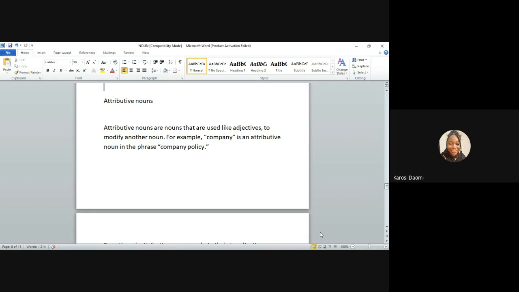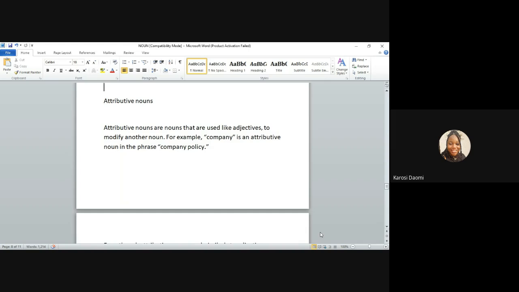What is an adjective? An adjective is a word that modifies or qualifies a noun. In simple terms, an adjective gives more information about a noun. An adjective gives clearer information about a noun. For example, she drives a blue car. Car is the noun there, but blue is giving me more information about the type of car that she drives.